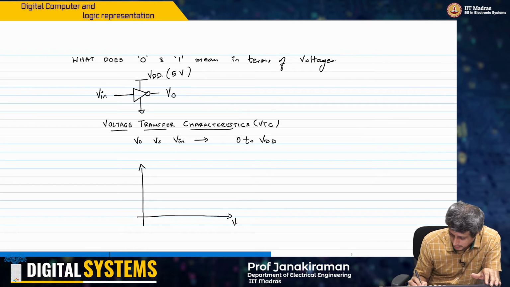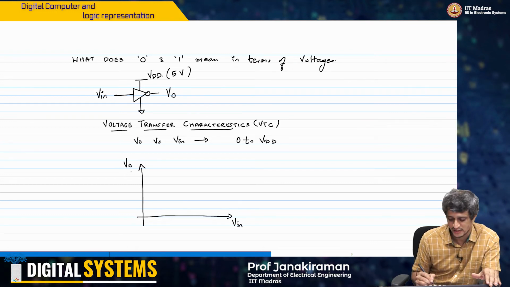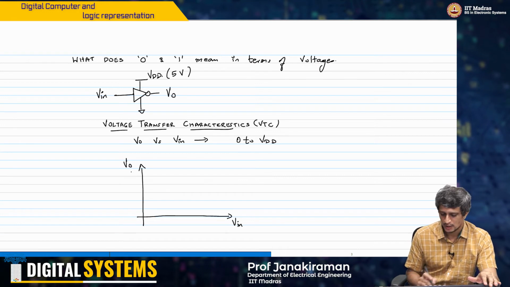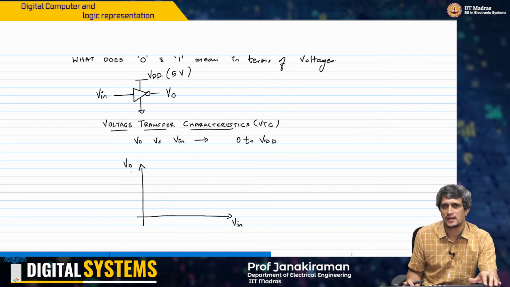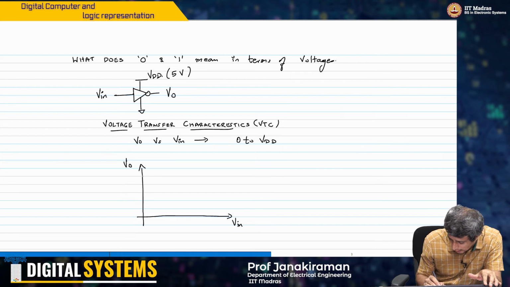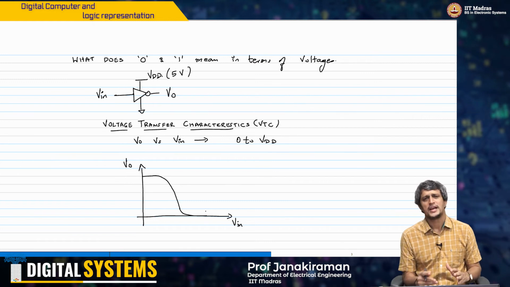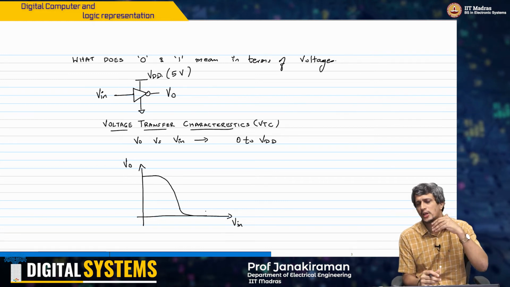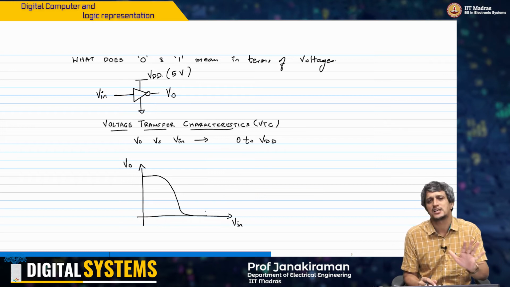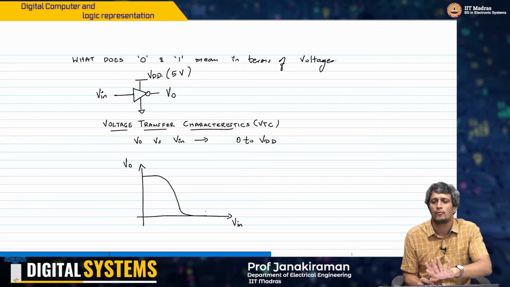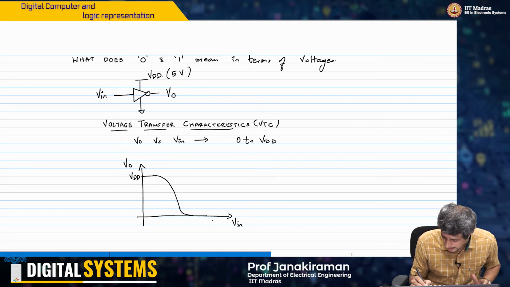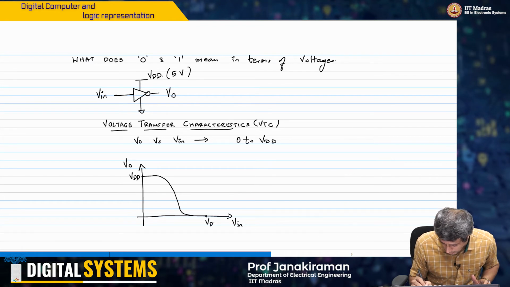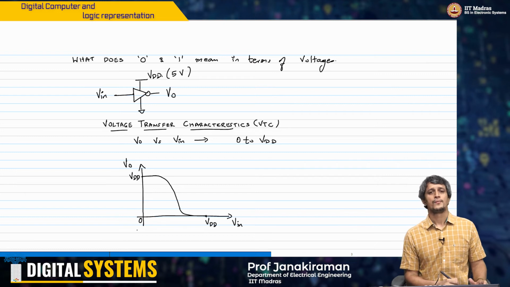I am going to plot V out versus V in. So if you remember the experiment that we did with the 74XX series, the TTL gates, we got transfer characteristics something like this. In fact, whether you do it with CMOS or with TTL BJTs, it does not matter, all the transfer characteristics will look somewhat like this. Now, this is VDD, and the input is going from 0 to VDD.